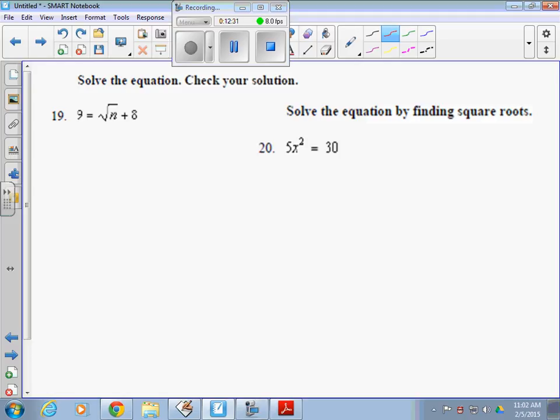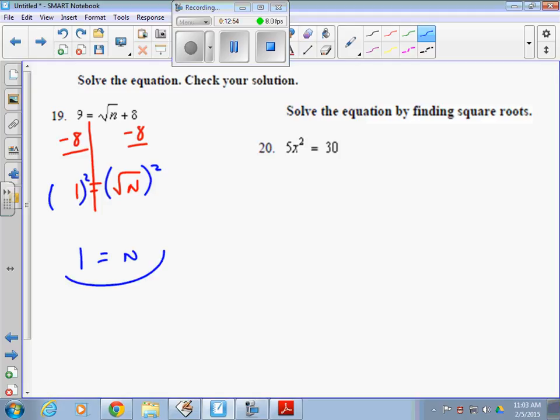19, solve the equation, check your solution, undo your order of operations. Remember, before you try to undo radicals and exponents, undo addition and subtraction. You go backwards through your order of operations, your Aunt Sally part, subtract 8. 9 minus 8 is going to be 1, is equal to the square root of n. You know how to undo the square root of something, you square it. If you square it there, square it here. 1 squared is still going to be 1. N's value is 1.